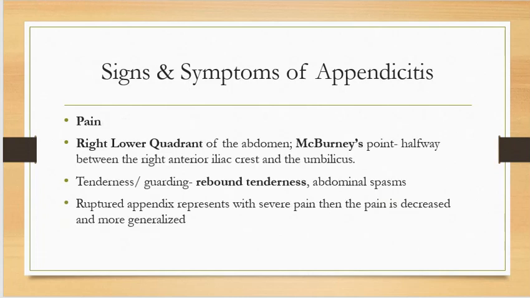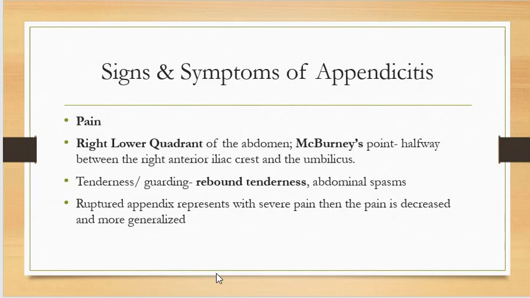And we have a good way of telling this pain location. It's called McBurney's point. If you put your finger on your right anterior iliac crest and then your belly button, your umbilicus, right in between those two points is called McBurney's point, and that's usually where patients will demonstrate pain. They'll demonstrate rebound tenderness. They can have spasms, and the pain is usually pretty severe, especially if you palpate it.